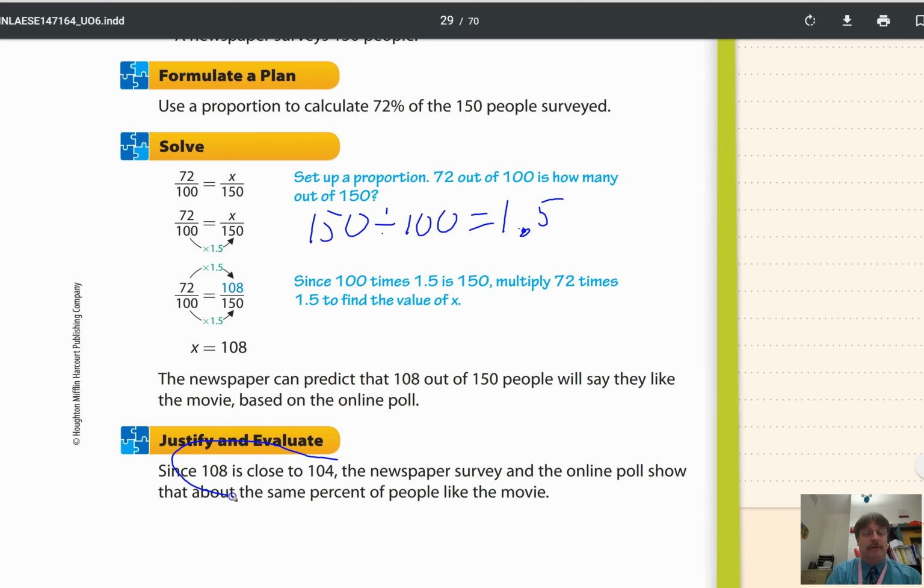So here's where we have to do our comparison. Is 108 fairly close to 104? I think it is, so I think the survey could be pretty accurate.